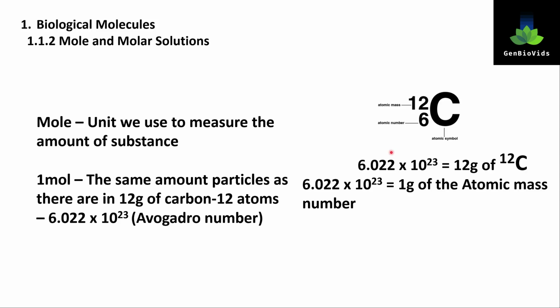So another way of saying this is 6.022 times 10 to the 23, which is 1 mole, is equal to 12 grams of carbon-12. So, as carbon-12 has an atomic mass of 12, hence why it's known as carbon-12, we can say that 6.022 times 10 to the 23, or Avogadro's number, is equal to 1 gram of each of this atomic mass number.